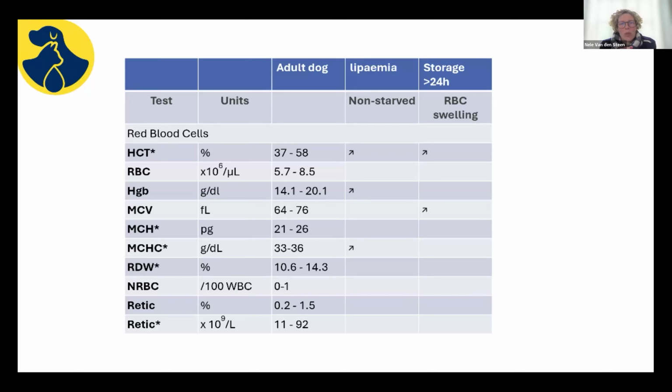If your blood is stored for longer than 24 hours, and probably that is something that gradually happens, you will get some red blood cell swelling, which will increase your MCV. And as we said, because your hematocrit is a calculated value, it will increase that in turn as well slightly.